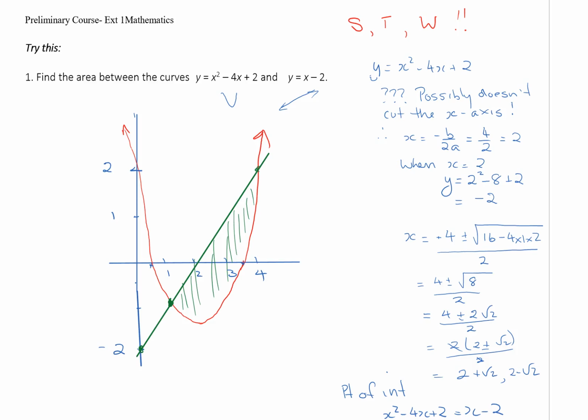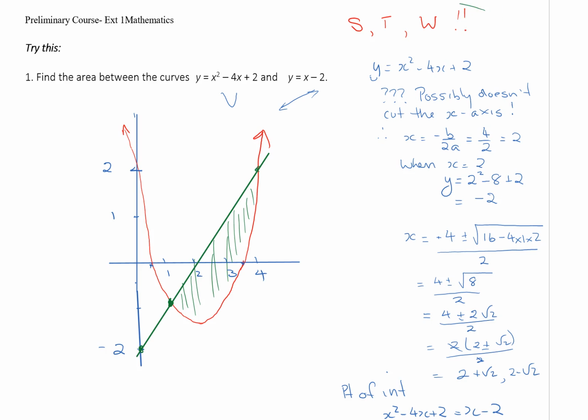I've gone back to the example just before the notes on subtraction, and you can see here that I've gone through the process of actually drawing the graph. This question requires you to find the area between the parabola y equals x squared minus 4x plus 2 and y equals x minus 2.